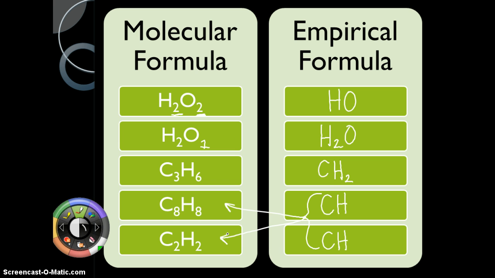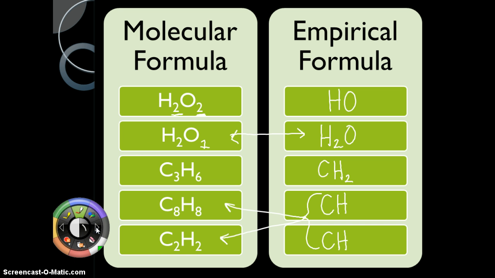Sometimes your molecular and empirical formula are going to be the same. So again, they're simple multiples of each other. So to go from molecular to empirical, you would simply reduce what you have there. Empirical to molecular is what we're getting ready to do.